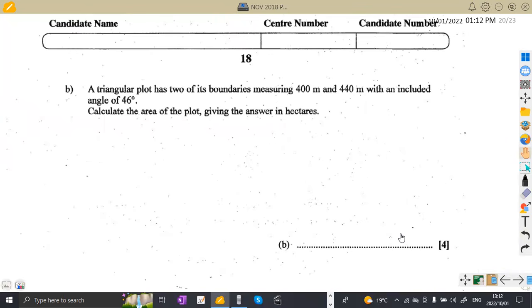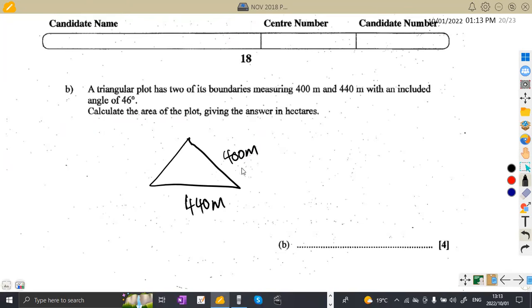Okay, this was another part. It's no longer part of this one. It's another question. On the B, we are given that there is a triangular plot. It's a triangle, this one. So this is a plot that we are talking about. It's a triangle like this. Of its boundaries, 2 boundaries are measuring 400 meters by 440 meters.